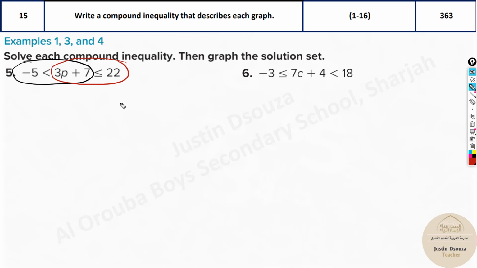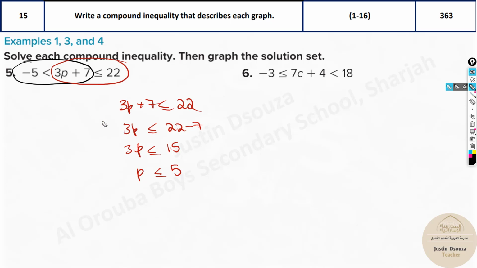Let me do the right part first. It is 3p plus 7, which is less than or equal to 22. Let me solve this first. So 3p is less than or equal to 22 minus 7. It is 3p less than or equal to 15, and we have p less than or equal to 5. So this is one part. Now we will do the other part.